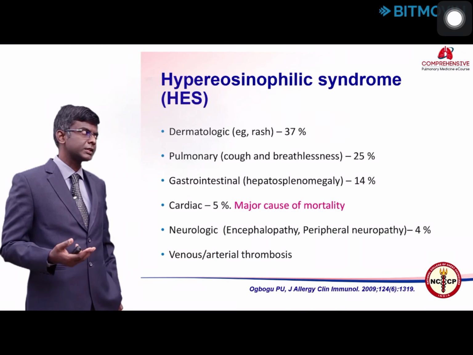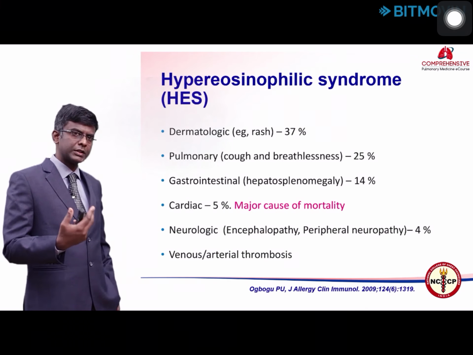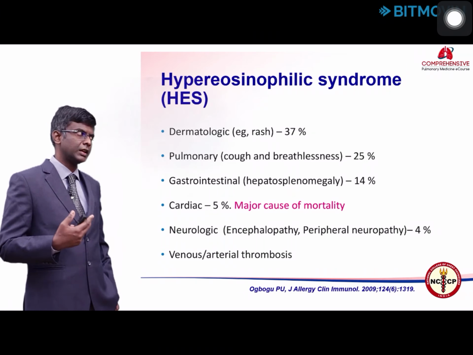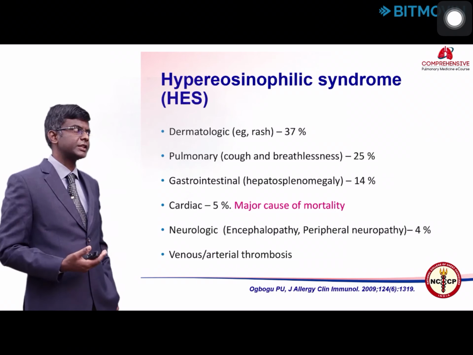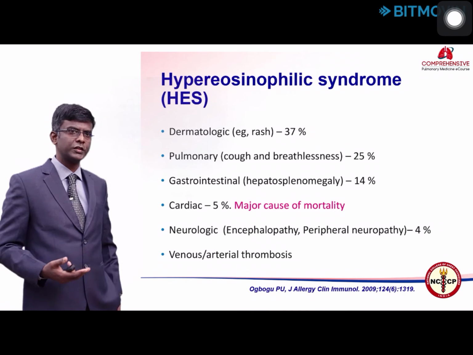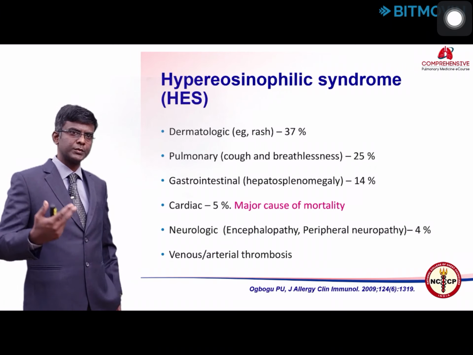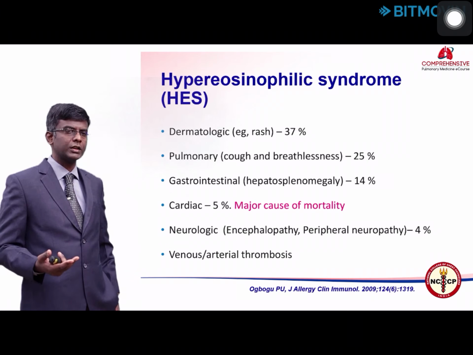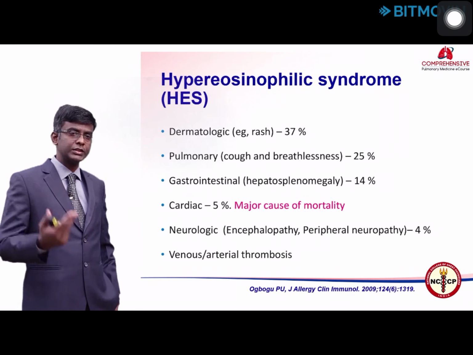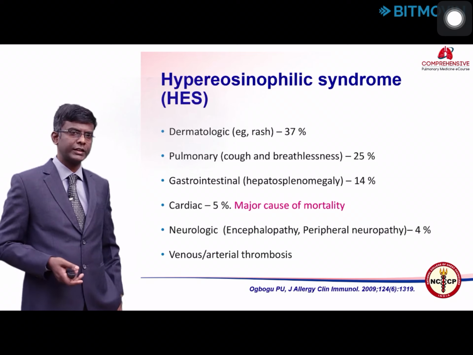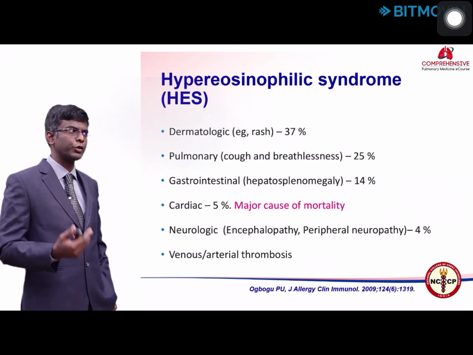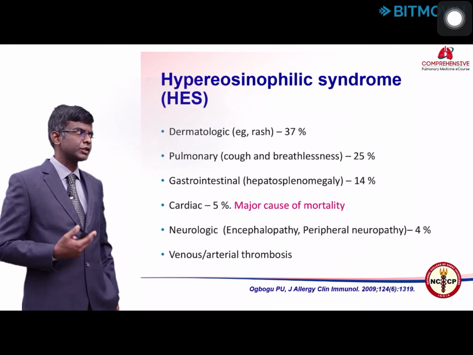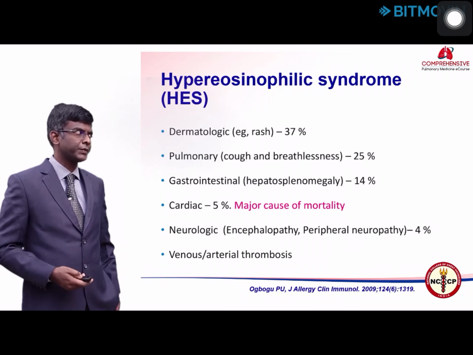How do the patients present? They present with dermatological manifestation like skin rash in 37% of cases. There can be pulmonary manifestations with cough and breathlessness in 25%. GI symptoms like hepatosplenomegaly in 14%. Cardiac involvement can occur, and this is one of the common causes of mortality. Patients can have neurological manifestation like encephalopathy or peripheral neuropathy. Venous or arterial thrombosis can also occur.